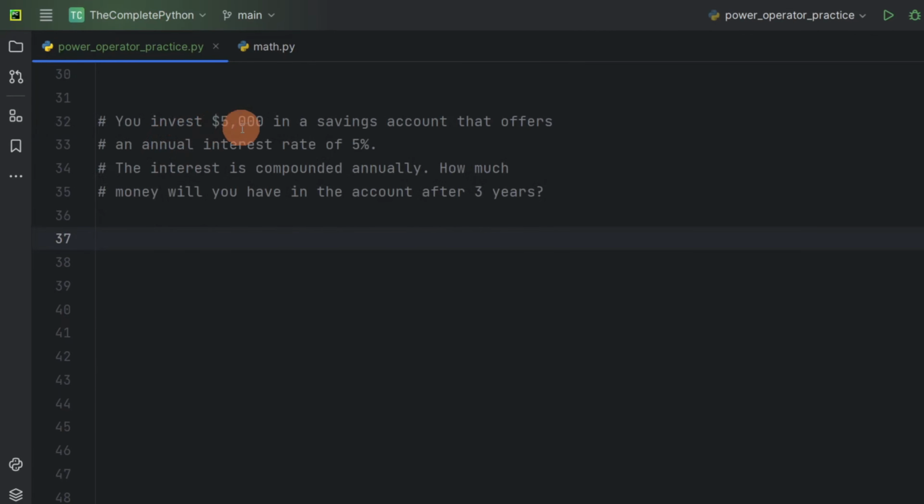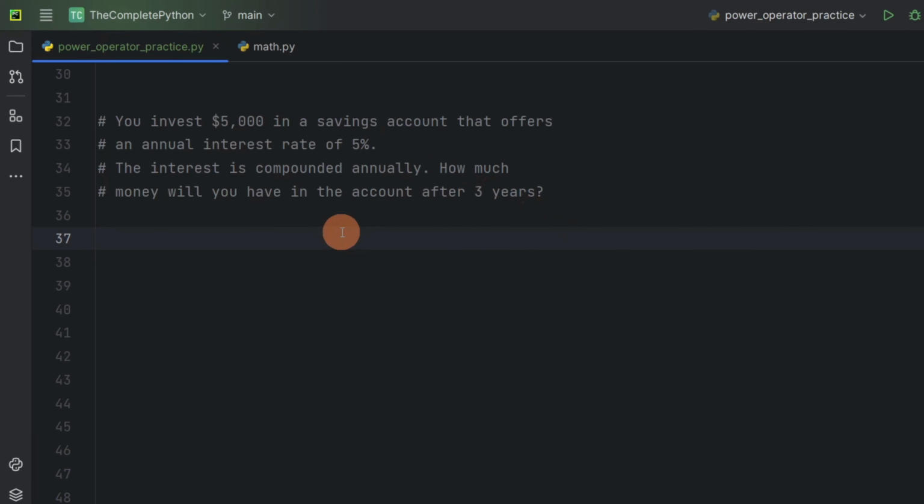You invest $5,000 in a saving account that offers an annual interest rate of 5%. The interest is compounded annually. How much money will you have in the account after 3 years? Let's understand this problem. You have $5,000 in your account and the interest rate is 5% per annum. Now we have to calculate what will be the balance after 3 years.